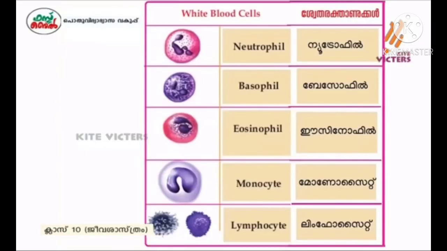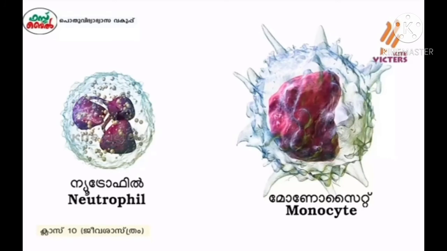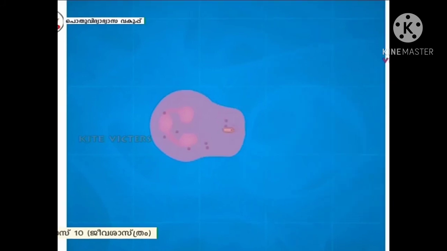We know that blood consists of RBC and WBC, white blood cells. And these white blood cells are of 5 types: neutrophil, basophil, eosinophil, monocyte, and lymphocytes. Out of these, the neutrophil and monocyte engulf the germs that enter the body. Look, these types of cells engulf or swallow the germs.